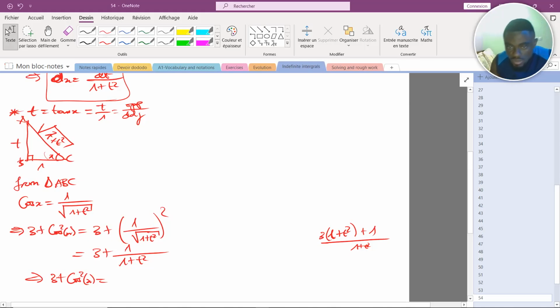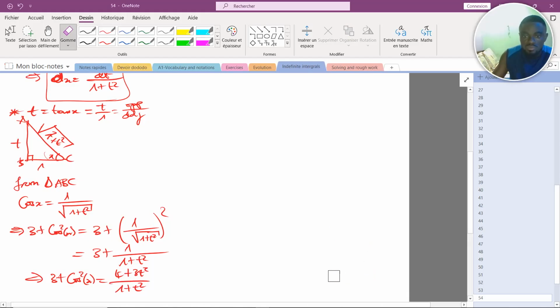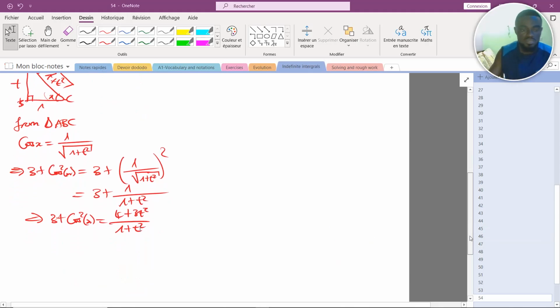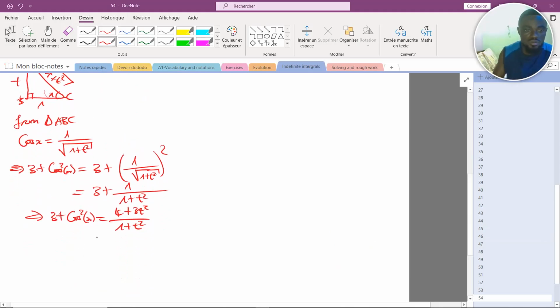This gives 3 times 1 plus 1, which is 4, plus 3t square all over 1 plus t square. Perfect. So this is what we're supposed to have. 3 plus cos square x will be equal to 4 plus 3t square all over 1 plus t square. Okay, let's move on. We already have this bottom.